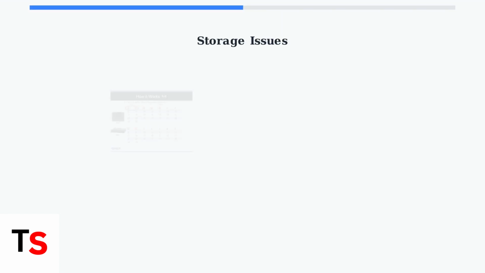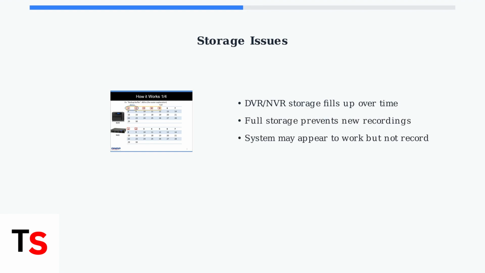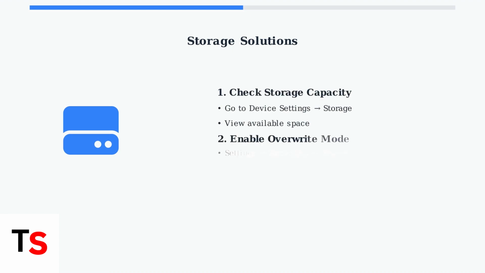When basic troubleshooting fails, the problem is often related to storage capacity. Insufficient storage is one of the most common causes of recording failures in Night Owl systems. To fix storage issues, first check your device's storage capacity in the settings menu. Look for storage or disk management options. Enable overwrite mode to automatically delete old recordings when storage is full.